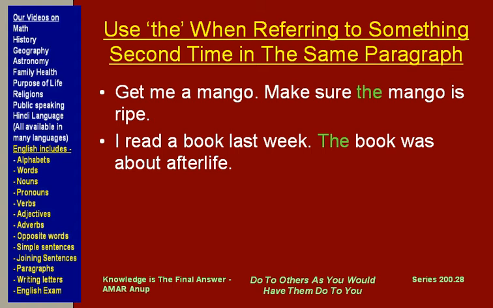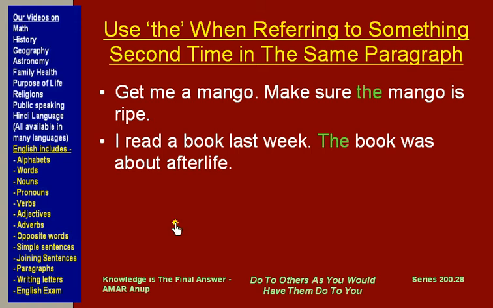Now in the first sentence, we have not yet identified which mango or what fruit. But once we say give me a mango, we know we are talking about a mango, and we are talking about the same mango again in the same paragraph. Then we use the mango as is seen here. Make sure the mango you are giving me is ripe.